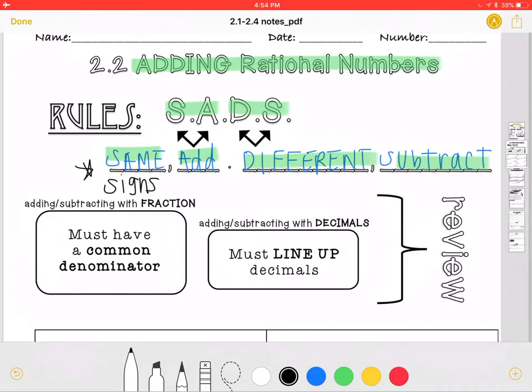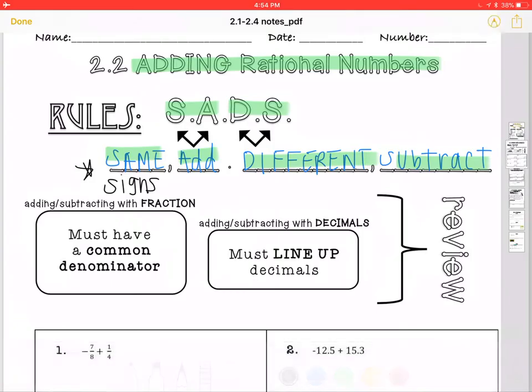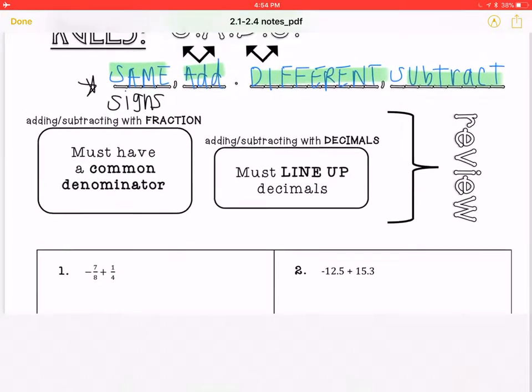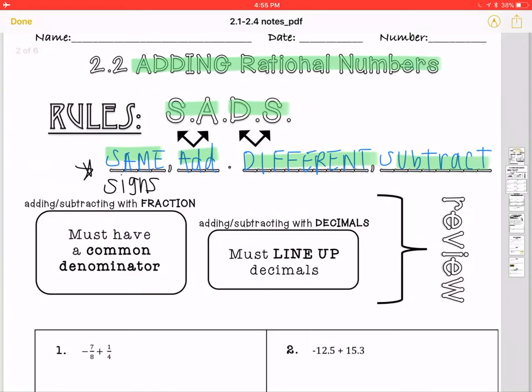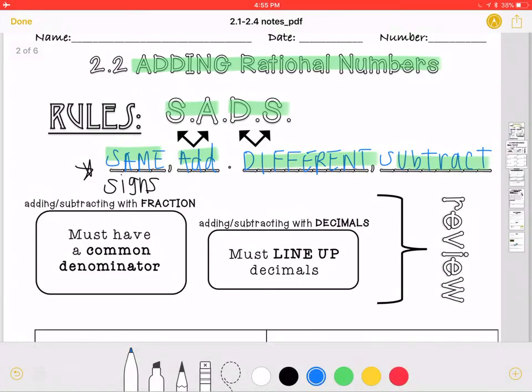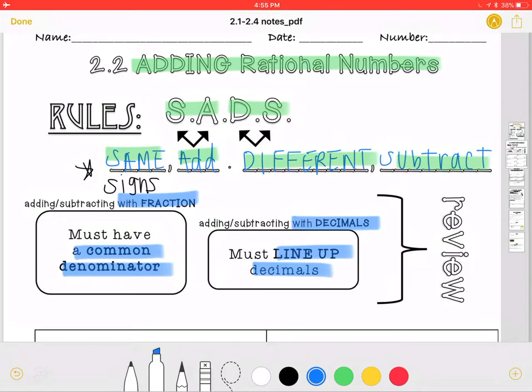Okay, let's just refresh real quick. How do we add and subtract fractions in general? Some review. You did this last year in 6th grade. Reminder, they must have a common denominator. Denominator is the bottom number of your fraction. Now, if we're trying to add or subtract with decimals, we have to line up those decimal points, whether we're adding or subtracting them.